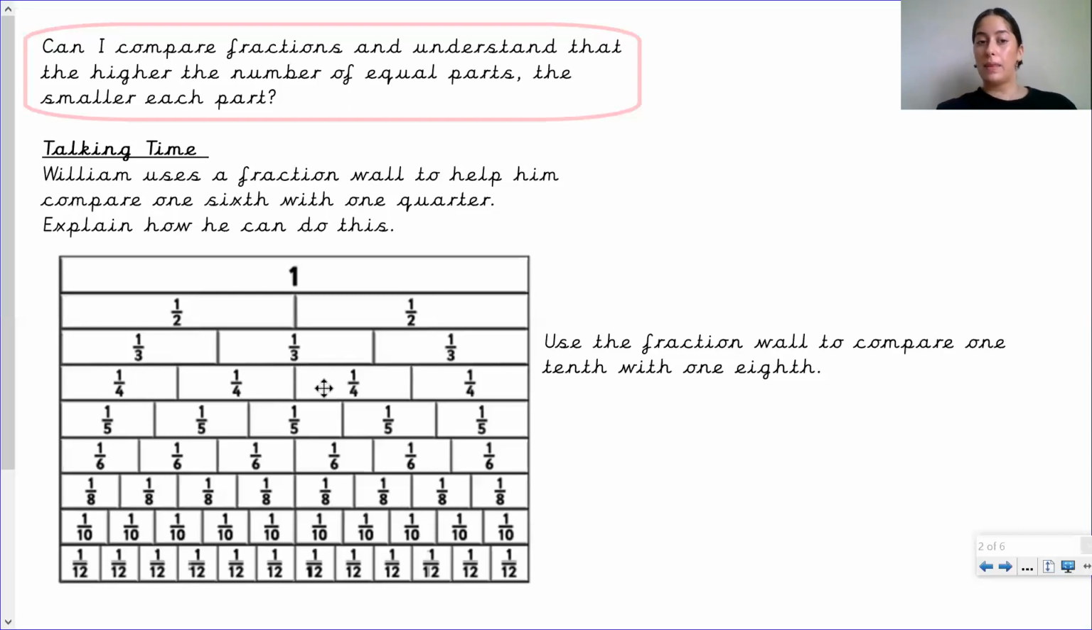Okay, now, so how could we compare the two? So we have got 1/4 and 1/6.